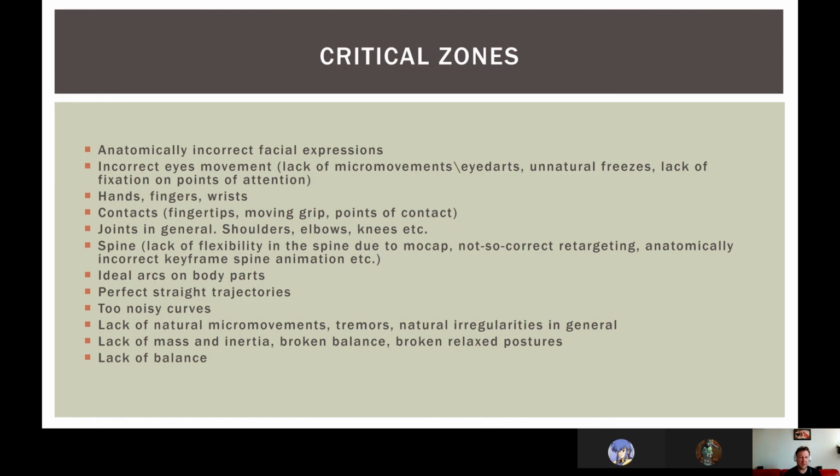This definitely goes to the mocap, because when you're working with mocap data, you're filtering the animation, you're reducing the amount of keys, you're reducing the amount of detail on your curves. And while you're fighting with the technical issues caused by the mocap hardware, you can kill the small, natural details because of over filtering.